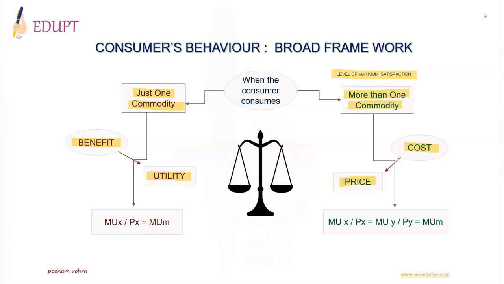That is to say that the ratio of marginal utility to price of X is same as marginal utility of money if the consumer consumes one commodity, and the ratio of marginal utility and price of X to ratio of marginal utility and price of Y is same as marginal utility of money if the consumer consumes more than one commodity. Let's understand these aspects.